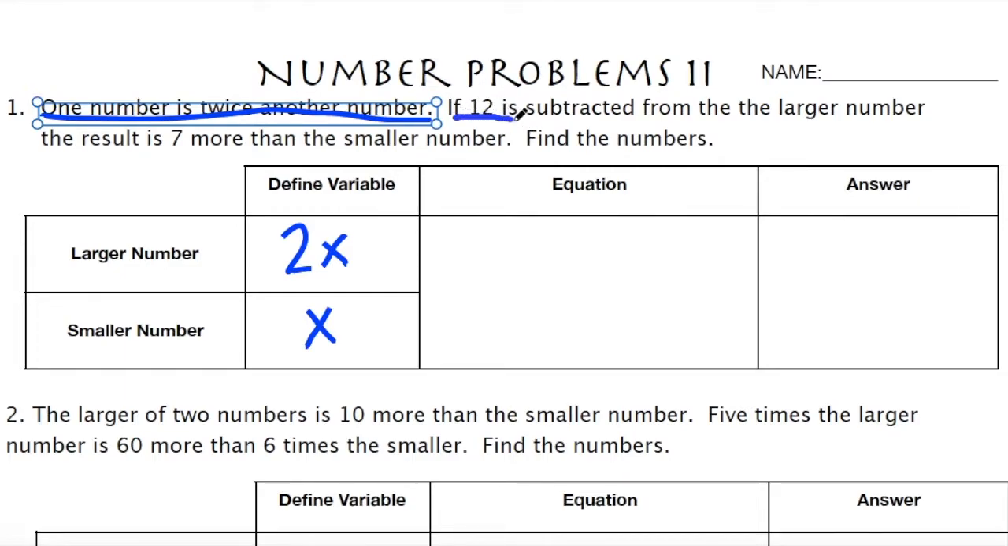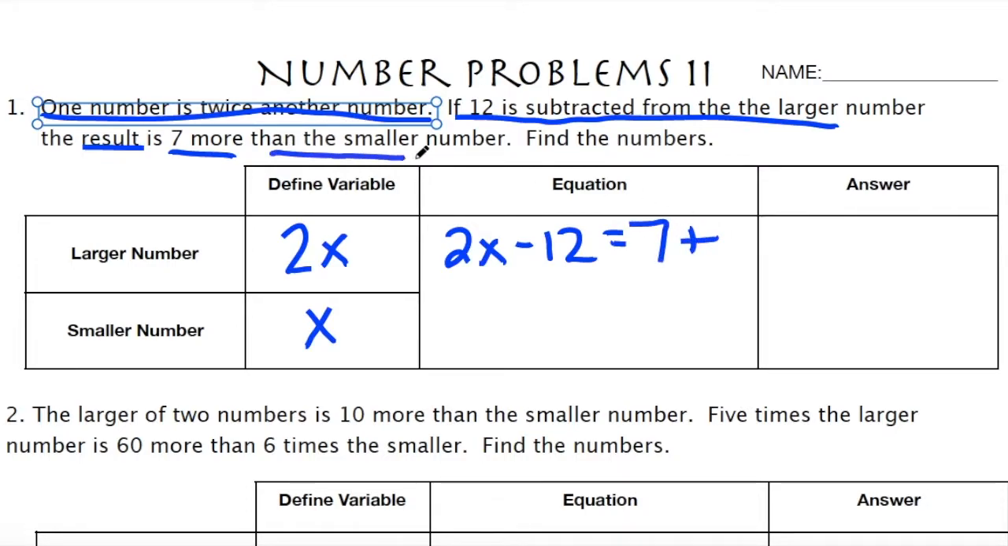And then it says if 12 is subtracted from the larger number, so the larger number is 2x, and if we subtract 12 from that, it's going to look like that. Then the result is, that's an equal sign, 7 more than the smaller number, so 7 plus x. So we have an equation here with variables on both sides. You can get them to one side and then find the two numbers.